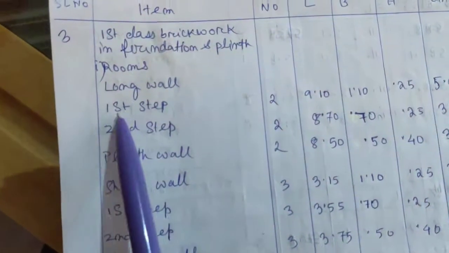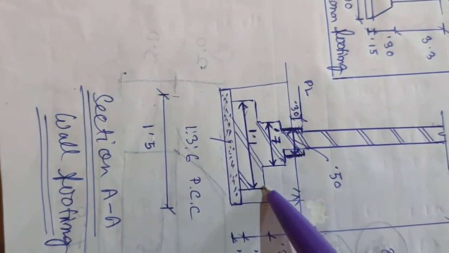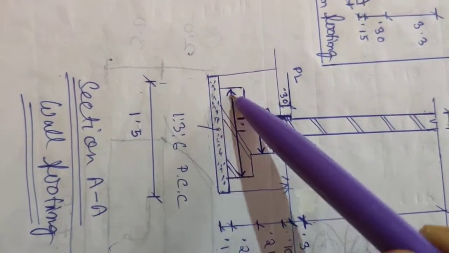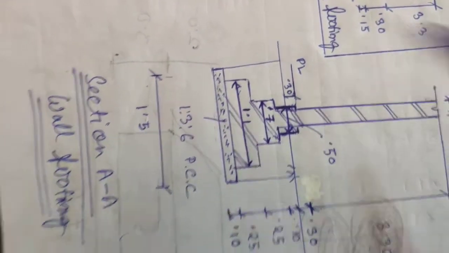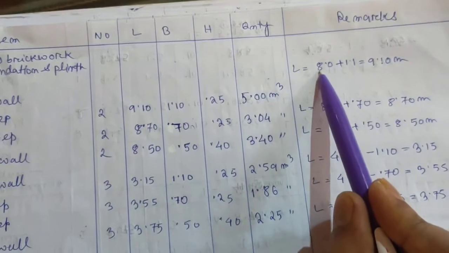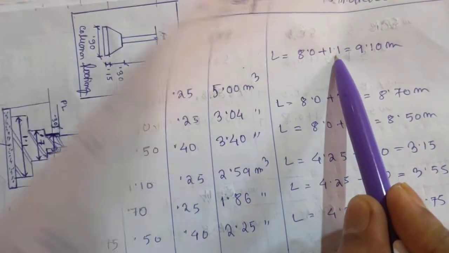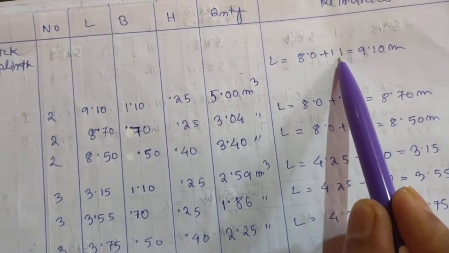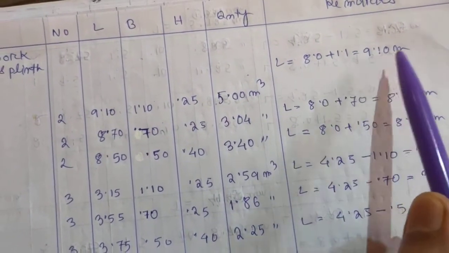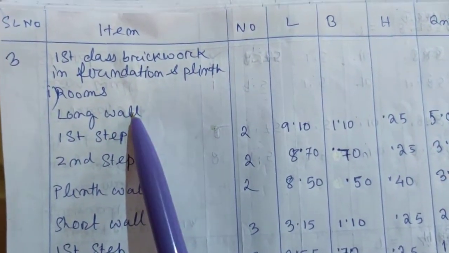So what is the breadth of the first step? Let us go to the drawing and see. This is the first step. And what is the breadth of the first step? It is 1.1 meter. So here we are dealing with the first step. So length is center to center length, 8 meter already calculated, plus 1 breadth. Breadth is 1.1 meter as I have shown you in the drawing. So 8 plus 1.1 is equal to 9.1 meter is the length of the first step of long wall.